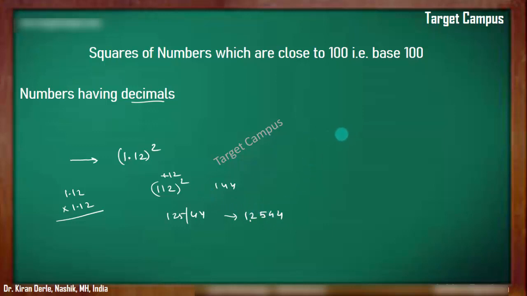Let's say one more example and we'll make it clear. 11.9 square. Forget about the decimal part. This will be plus 19. Plus 19 square is 361. We'll write 61 here. This is 138 plus 3, which is 141. For 11.9 square, two decimal digits, so 141.61 is the square. I hope you have got this.